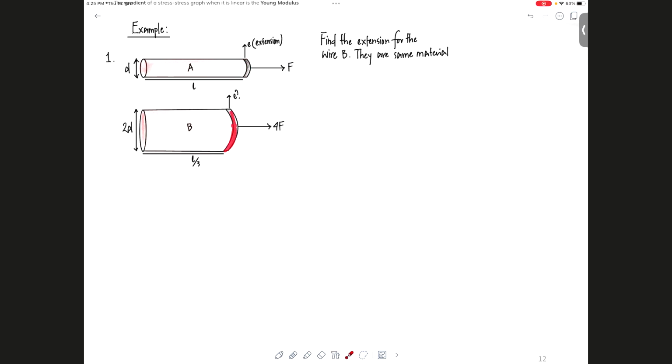You need to figure out what would the extension of this wire be, which is made of the same material but its diameter is much bigger, length is much smaller, and you're applying 4 times the force. So এটা কতটুকু extend করে বের করতে হবে. You need to find your answer in terms of E, মানে original যে E value ছিল ওইটার terms answer টা বের করতে হবে. So দেখো তো পারো নাকি.